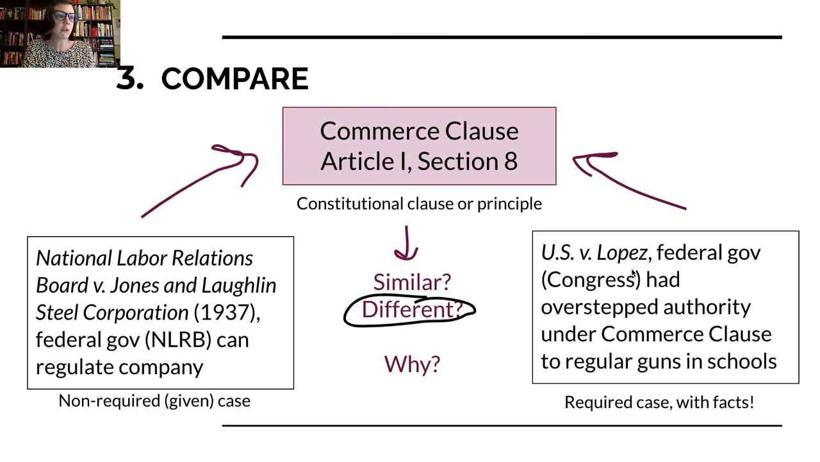And in U.S. versus Lopez, that's different, right? The Supreme Court says that the federal government, in the form of Congress, has overstepped its authority using the Commerce Clause to regulate guns in schools. So while we might all agree that no one should be bringing guns into schools, the Supreme Court in that case said, that's great, but you have to find a different constitutional basis for passing a law like that. The Commerce Clause just doesn't quite cut it. So these are different, the holdings are different.